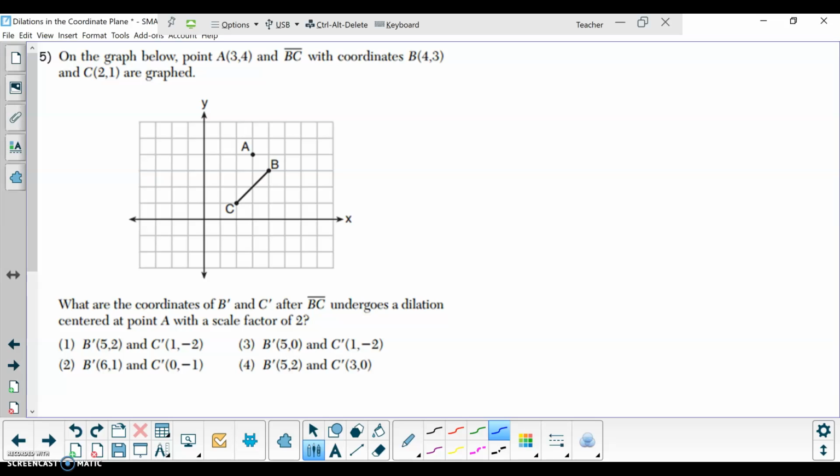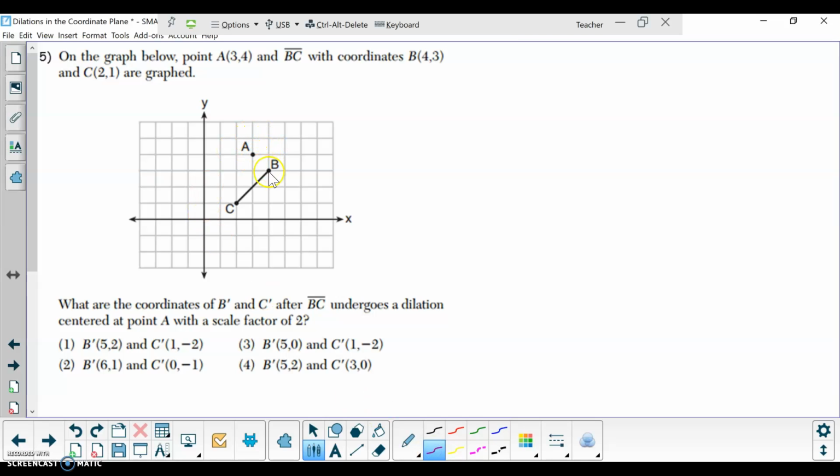Okay, so we're up to number 5. Number 5 says, what are the coordinates of B prime and C prime after BC undergoes a dilation centered at point A with a scale factor of 2? Here's an example where our center of dilation is not the origin. It's point A. So here we're going to use the graph to help us.